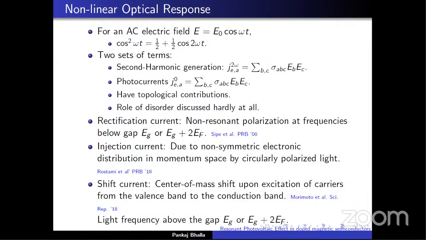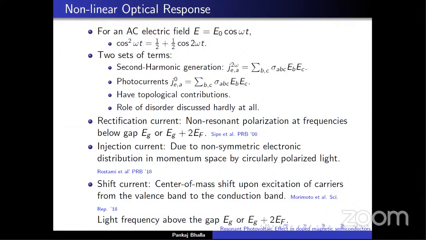Number one is the rectification current, where we give an AC field, we filter the signal, and after filtration we just take care of the DC part. This generally occurs in the below-the-gap scenario, E less than EG or EG plus twice the Fermi energy. Another type of current is... sorry, so Pankaj, what is EG here?